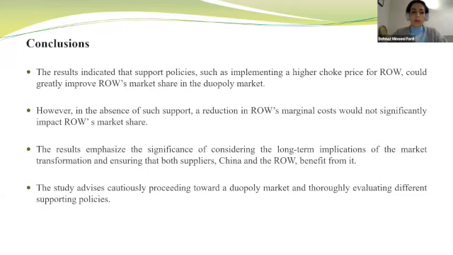The result of our study emphasized that this transition is a long-term transition, and for going through this duopoly, we need to go forward cautiously, and we need to evaluate different supporting policies and consider the situation where both China and the rest of the world benefit from this situation.